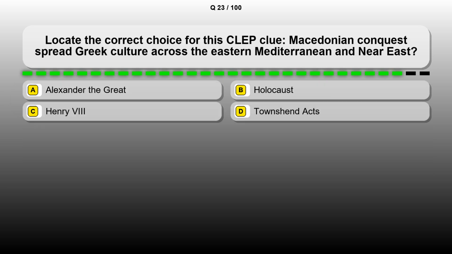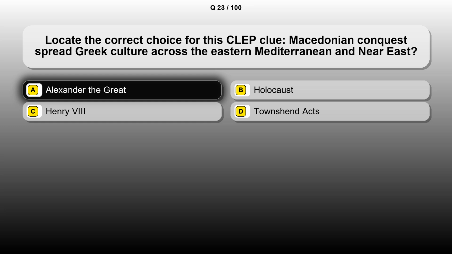Question 23. Locate the correct choice for this CLEP clue. Macedonian conquest spread Greek culture across the eastern Mediterranean and Near East. Option A, Alexander the Great. Option B, Holocaust. Option C, Henry VIII. Option D, Townshend Acts.